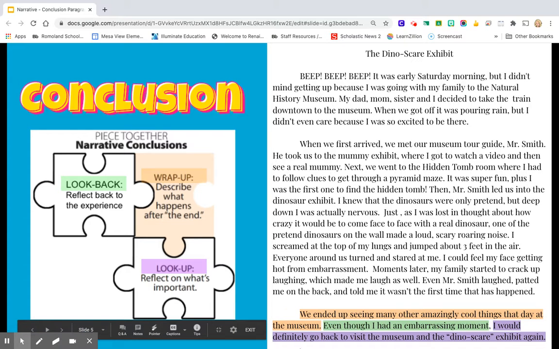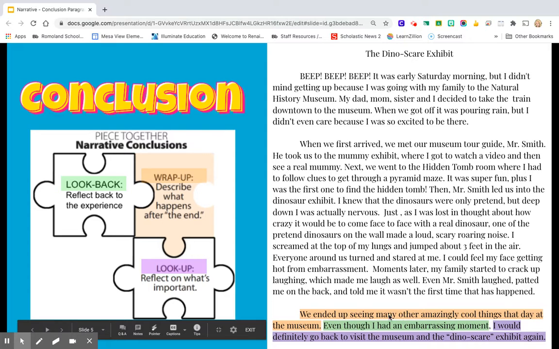So in this very last short conclusion paragraph, and you guys, conclusion paragraphs don't have to be long. Usually they're only about 2 to 3 sentences. But let's see how the author does the look back, the wrap up, and the look up. It says, we ended up seeing many other amazingly cool things that day at the museum. Even though I had an embarrassing moment, I would definitely go back to visit the museum and the Dino Scare exhibit again. Okay. So remember, you could do these in any order, and it looks like the author here starts with the wrap-up.